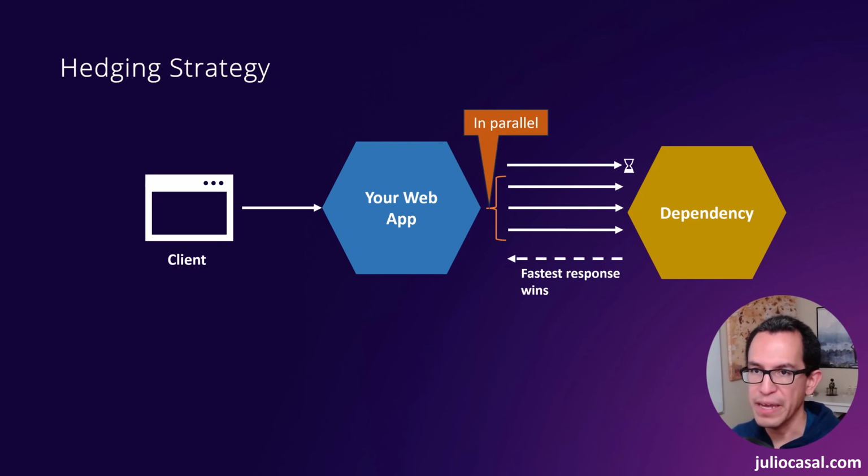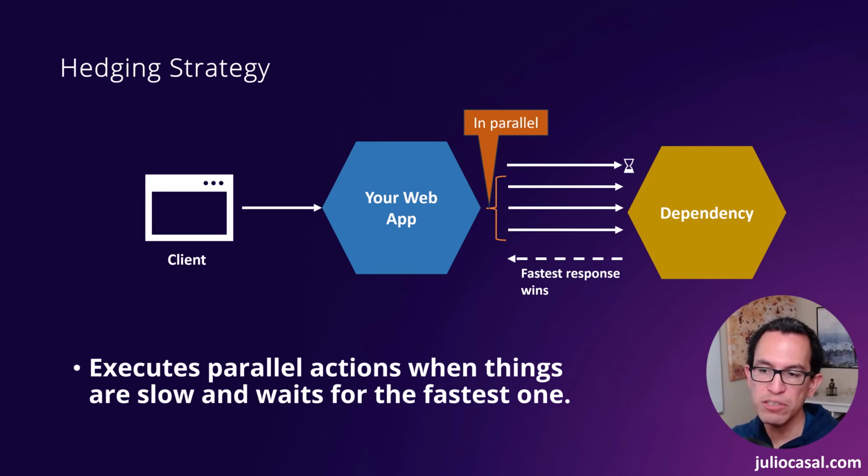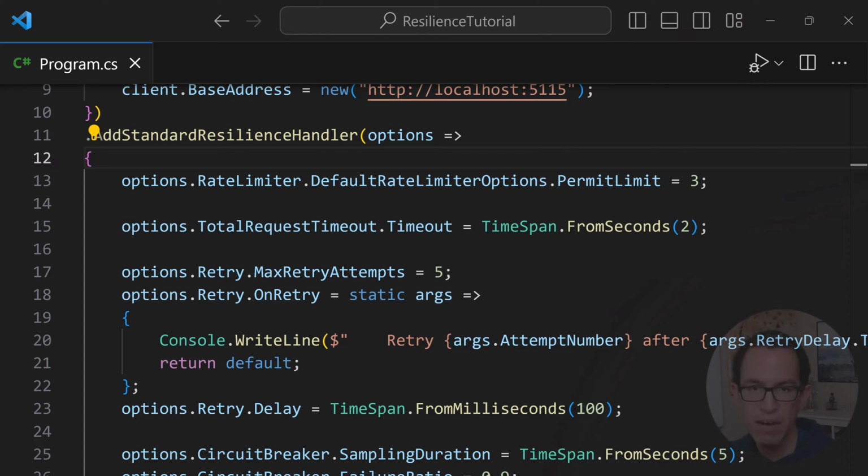So again, the main idea is that whenever one request is taking too much time, it executes parallel actions when things are slow and waits for the fastest one. When one action is too slow, we fire a bunch of others, as many as we need, and whatever ends faster is the one we take. That can significantly improve the performance of your application. Let me show you how this actually works.